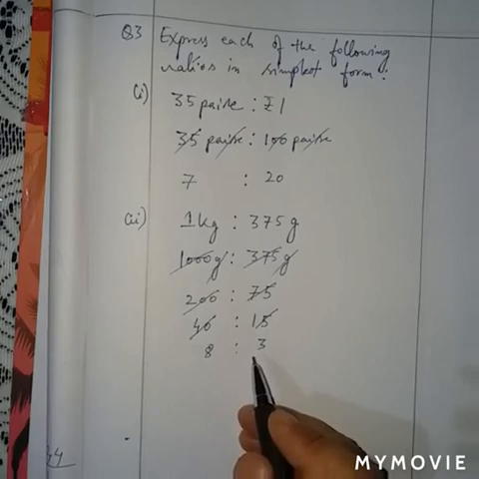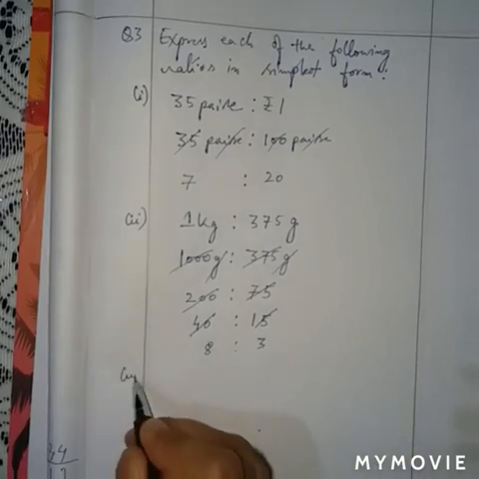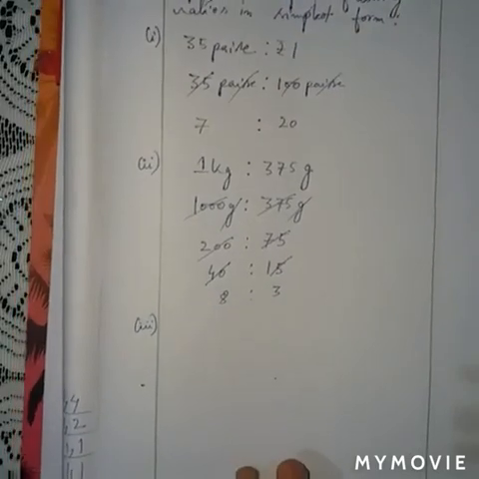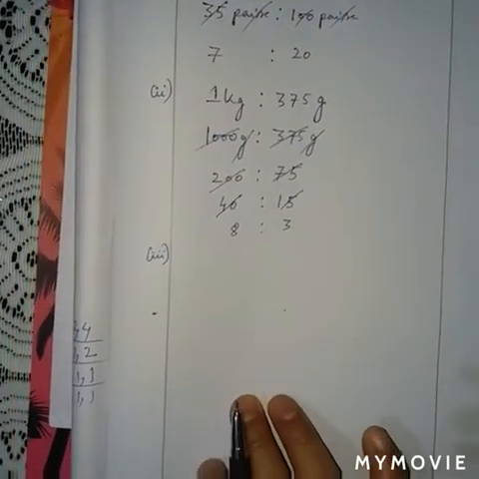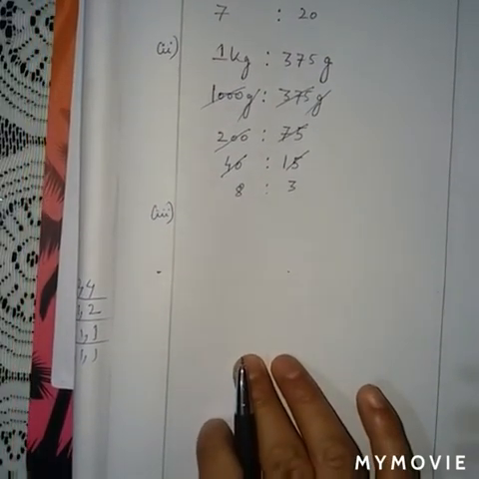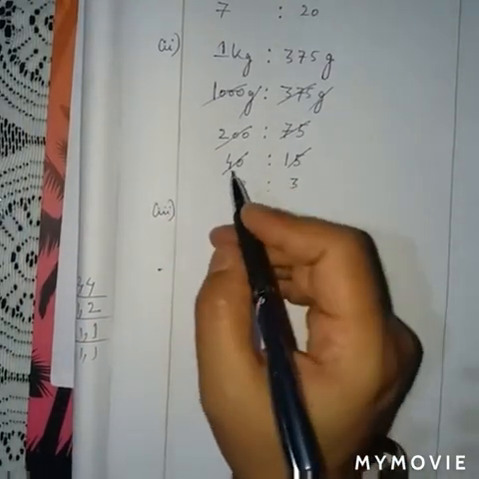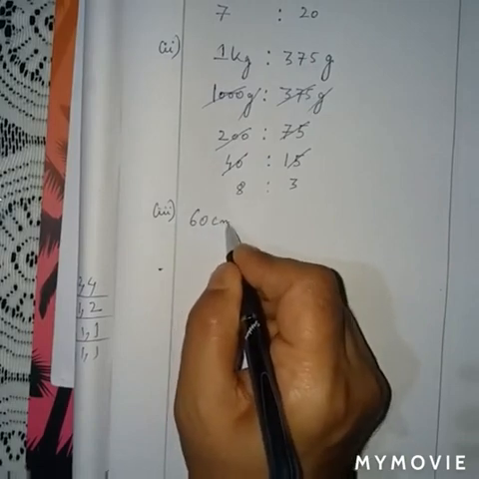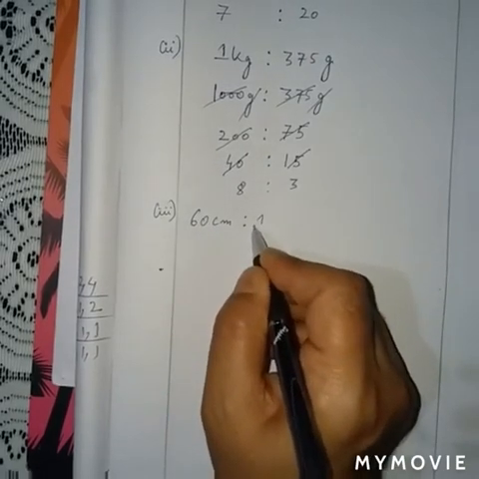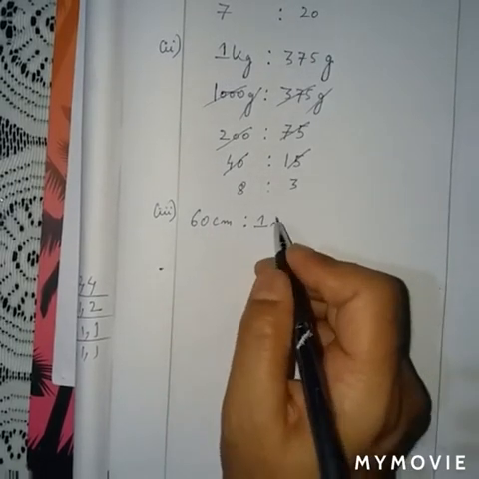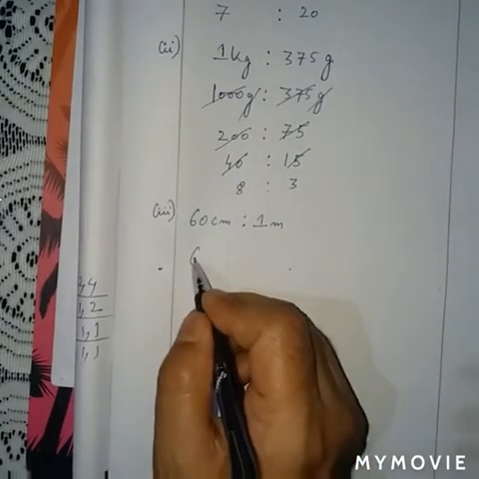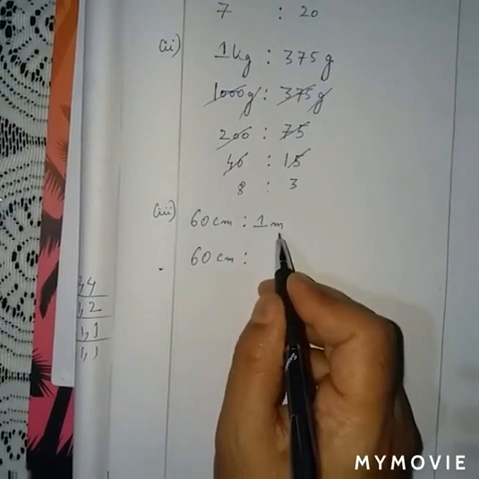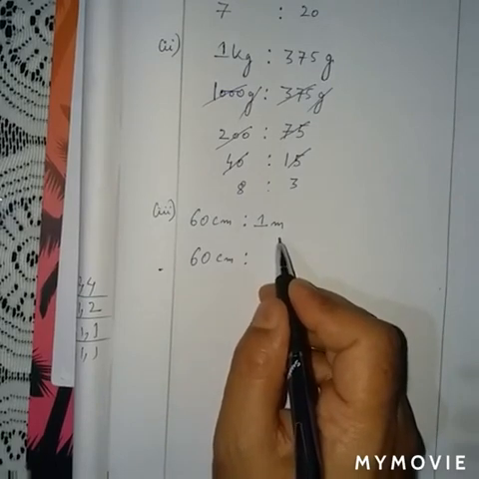Now question number 3. Here it's 60 centimeter is to 1 meter. Now 60 centimeter is to 1 meter. Meter we have to convert it into centimeter.